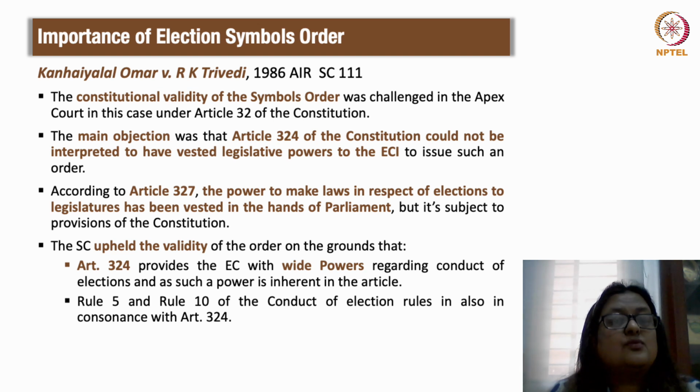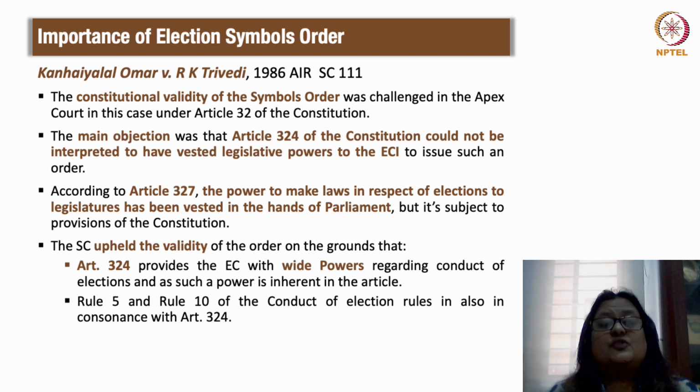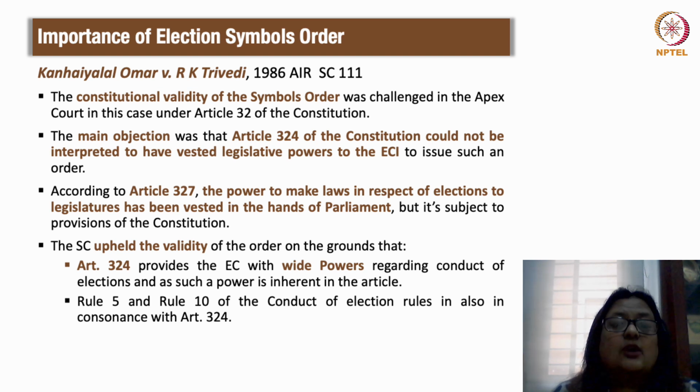So there was no such legislation regarding the symbols and the recognition of political parties, and therefore the Election Commission made such an order. So the Supreme Court upheld the validity of the order on the grounds that Article 324 provides the Election Commission with vast powers for conducting elections, and this power is inherent in the article. Now, Rule 5 and Rule 10 of the Conduct of Election Rules are in consonance with Article 324.